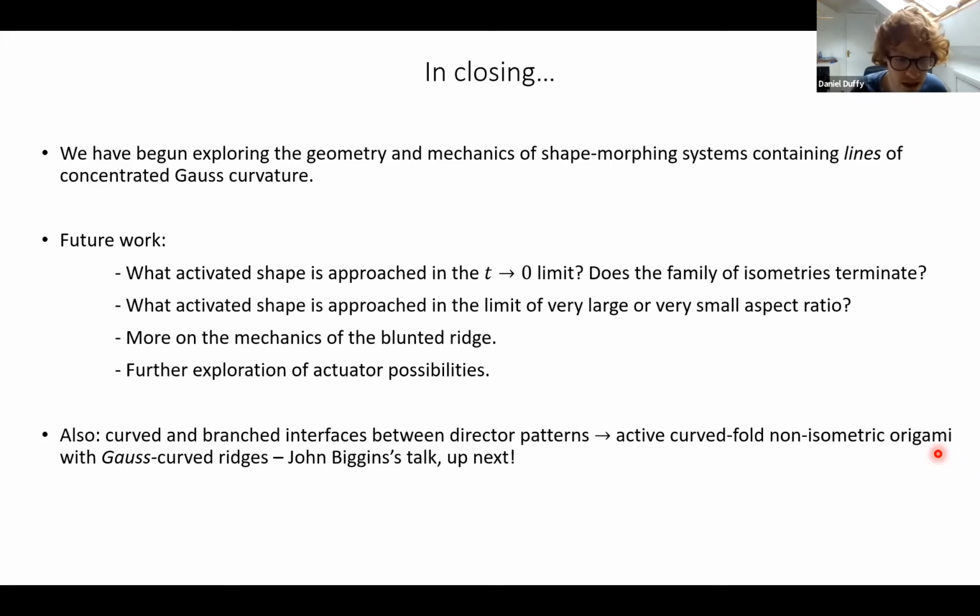And I'll just close by saying that another thing we can do, which is not so much future work, is you can take these interfaces in the reference domain, these seams, and you can make them curved in the reference domain and also branch them. That's clearly a step beyond what I've talked about. And then you end up doing non-isometric origami with Gauss curved ridges, and active, but also curved fold in the sense of traditional curved fold origami.